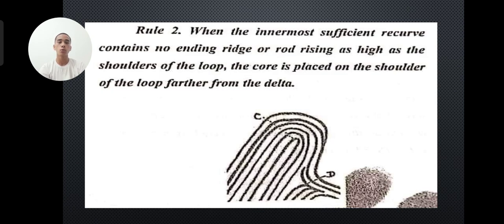I will go back to that. Rule number 2: when the innermost sufficient recurve contains no ending ridge or rod rising as high as the shoulder of the loop, the core is placed on the shoulder of the loop farther from the delta. So that is rule number 2 of the core. Next is rule number 3 of the core.